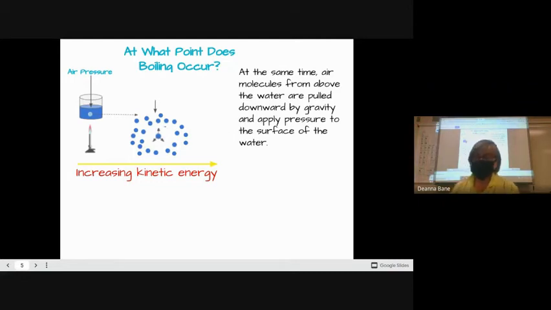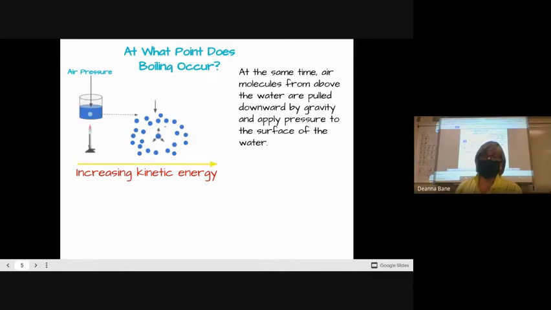All right, so at the same time as we're increasing the kinetic energy, and these gas molecules are starting to break away from the hydrogen bonds and go into the gas phase, we have air molecules like oxygen, carbon dioxide, nitrogen, argon, all of those particles above the surface of the liquid being pulled toward the earth by gravity. And as they get pulled toward the surface, they create pressure as well. They start colliding with the surface of the solvent, and as they do, they create pressure as well.